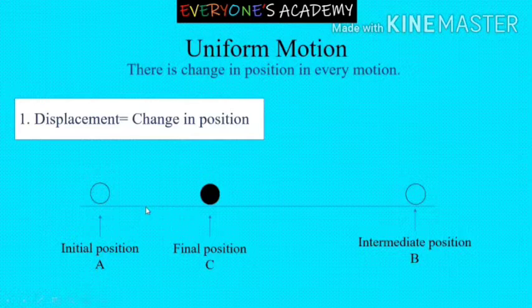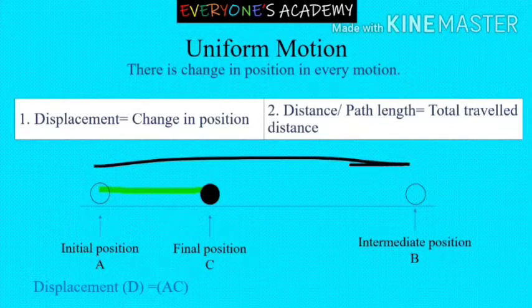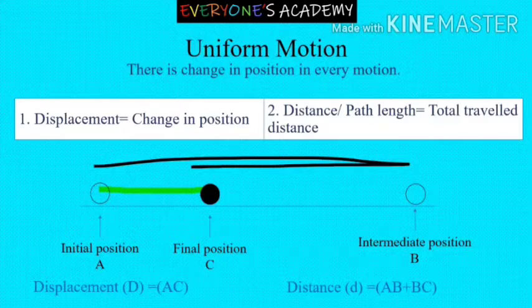So net displacement will be only AC, but total distance travelled is AB plus BC. So here you should remember displacement and distance both are different. Displacement is the net change in position, whereas distance is the total travelled path.